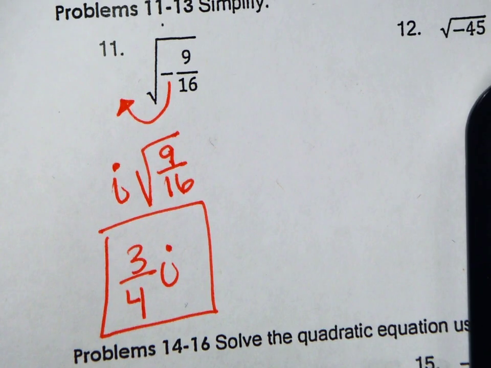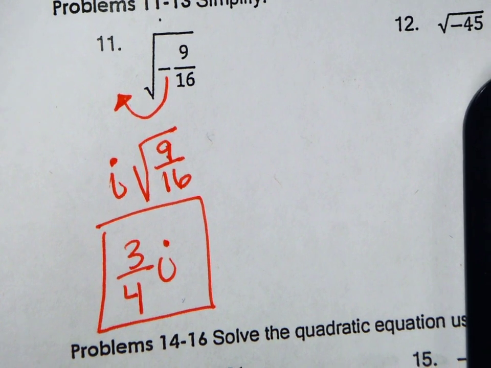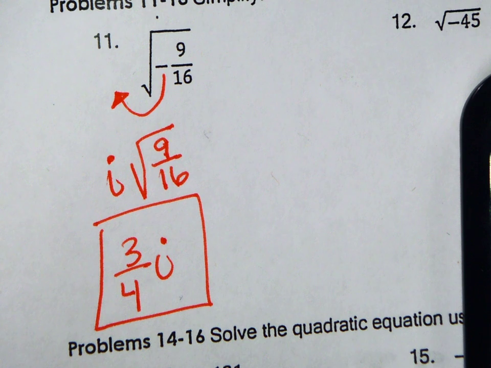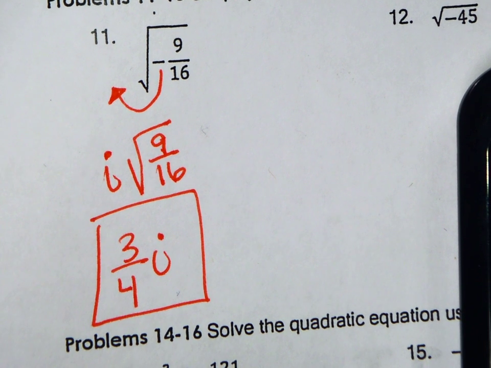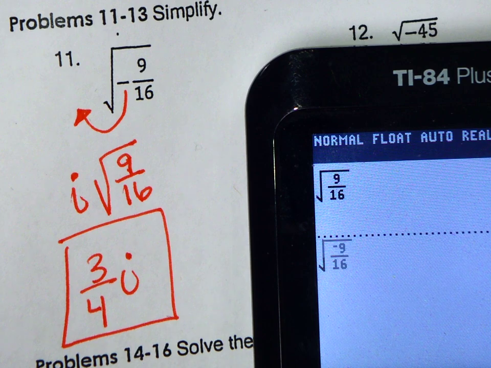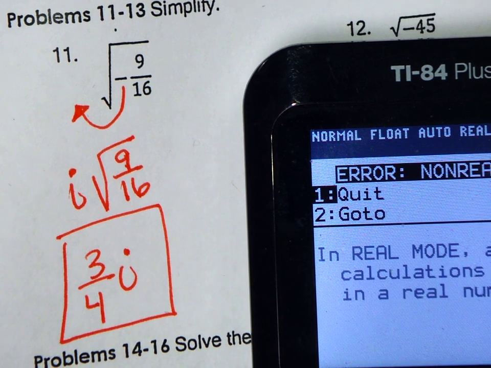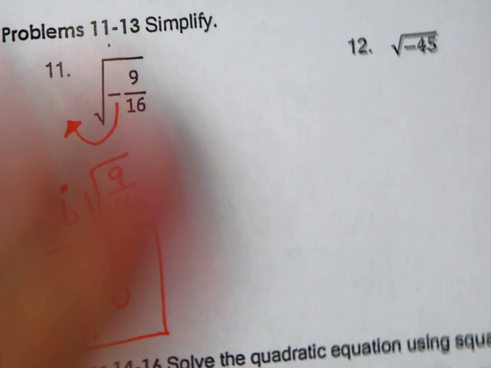But see, if you were to try to type that in with a negative, negative 9 over 16, it's going to give you an error. So you've got to take that i out first.